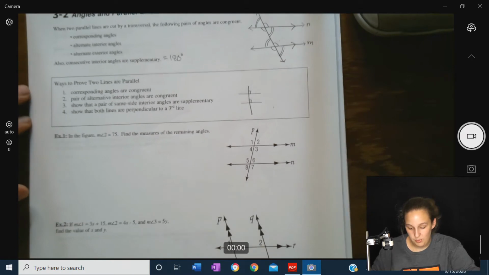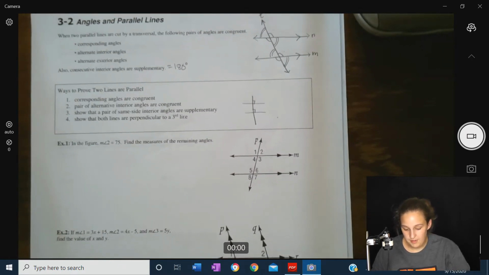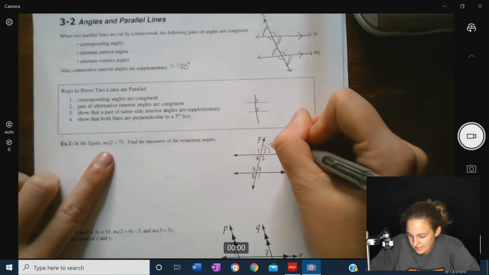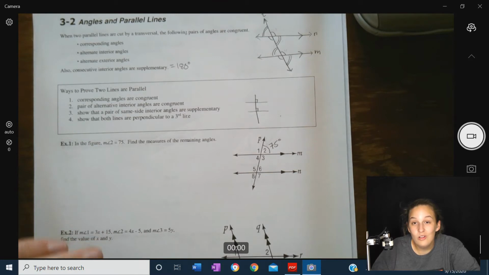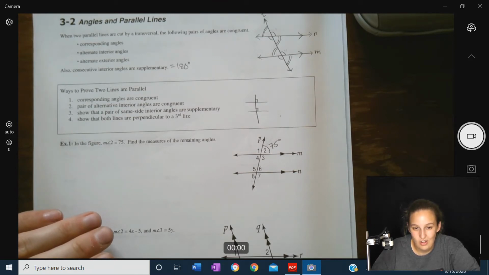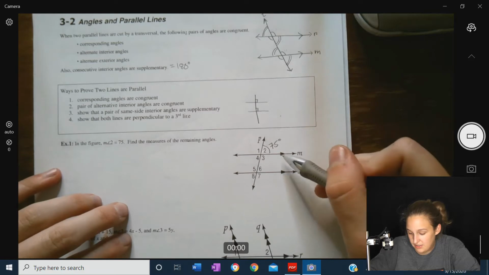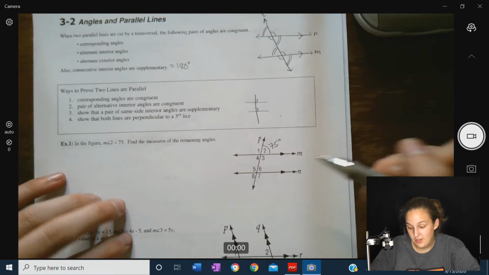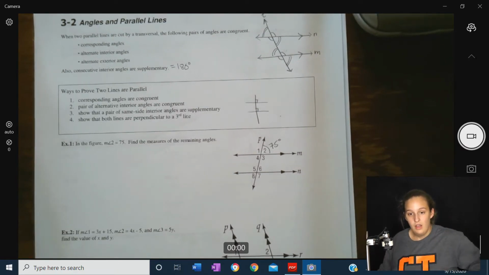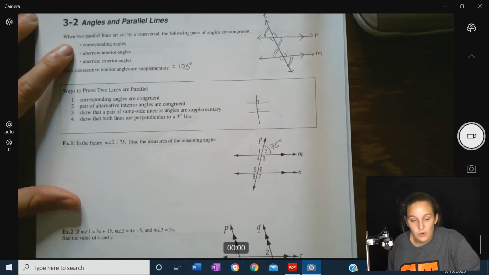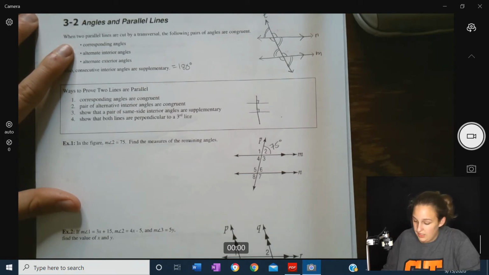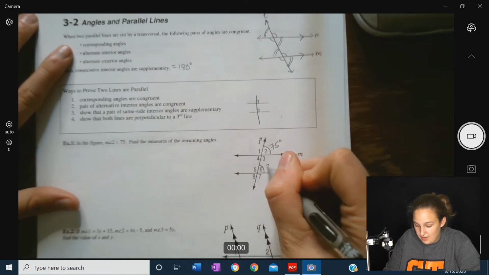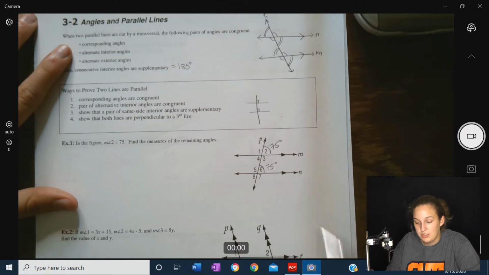All right, so in example 1, in the figure, the measure of angle 2 is right here, is 75 degrees. I want you to find all of the remaining angles. All right, so it tells you here that M and N are parallel, and so you know multiple things. Well, just from looking at this, corresponding angles are congruent. So if 2 is 75, that means that 6 is also 75 degrees because these are corresponding.